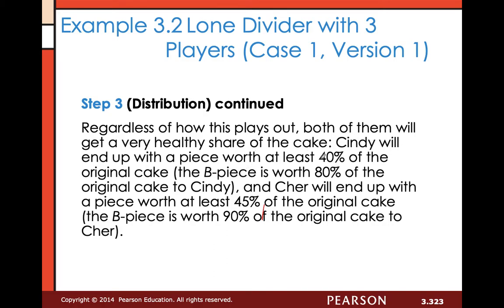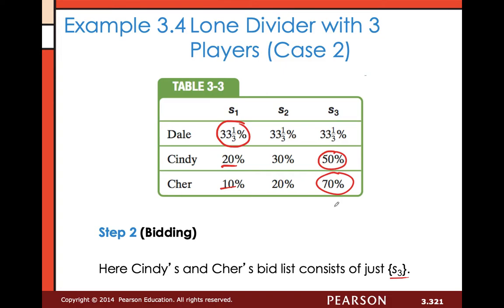Cindy's going to end up with a piece worth at least 40%, whereas the B piece was worth 80% of the original cake to Cindy, and Cher will end up with a piece that is worth at least 45% of the original cake. So going back to this table here, basically what that's saying, for Cindy, if you combine S2 and S3, you get a total of 80%. Whereas for Cher, you combine those and you get a total of 90%.